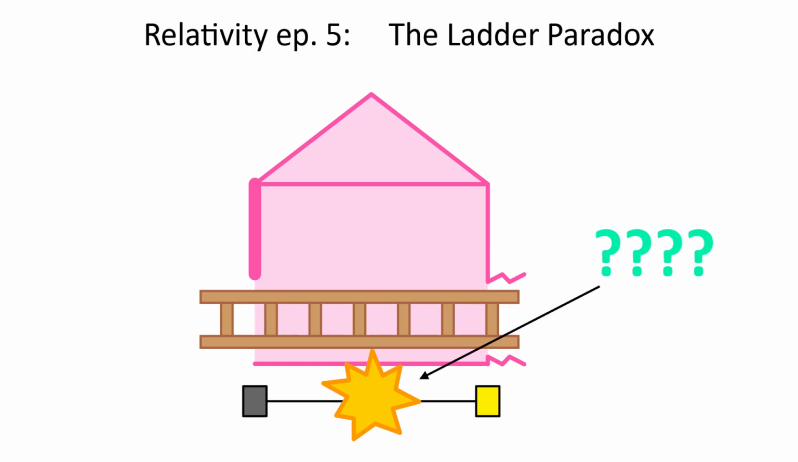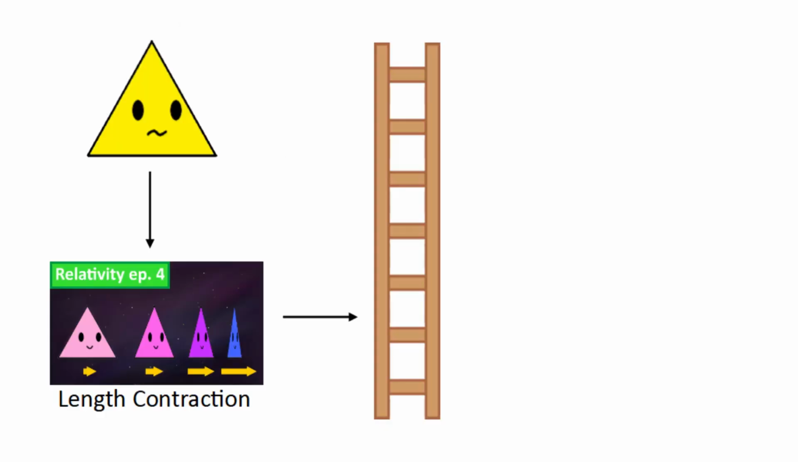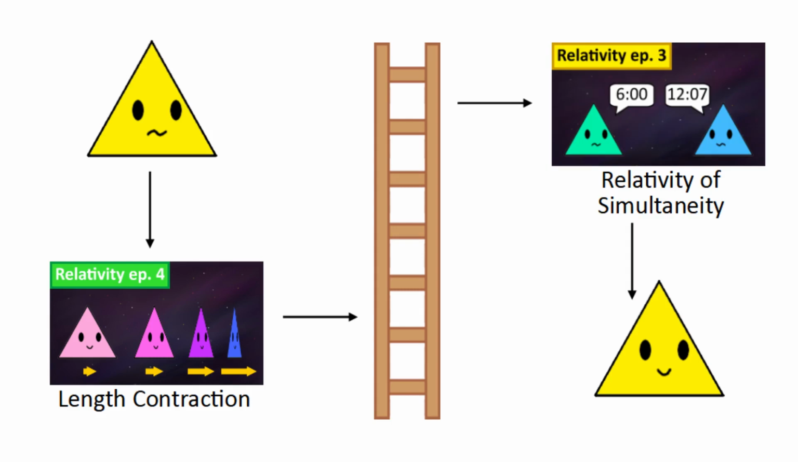The ladder paradox is the second most famous paradox in all of relativity, but in order to understand it, you need to know length contraction, and to resolve it, you need relativity of simultaneity. So make sure to watch the previous videos in the series. With that out of the way, let's get into it.